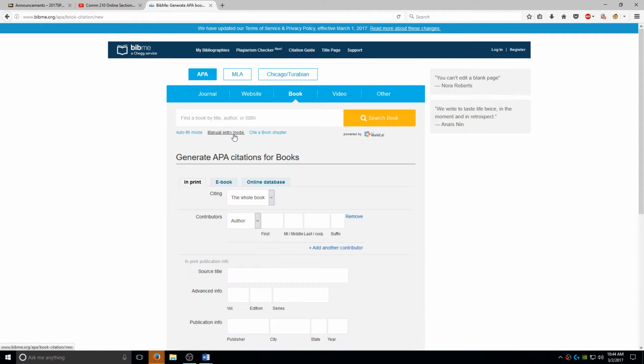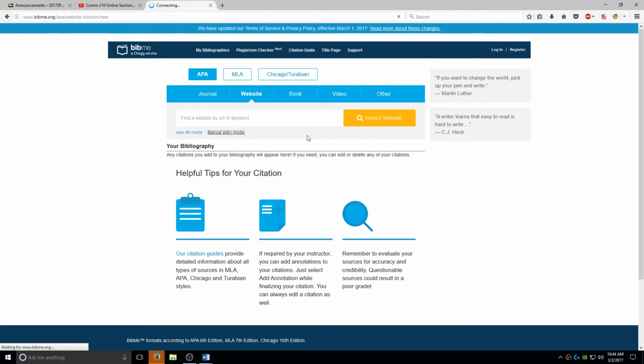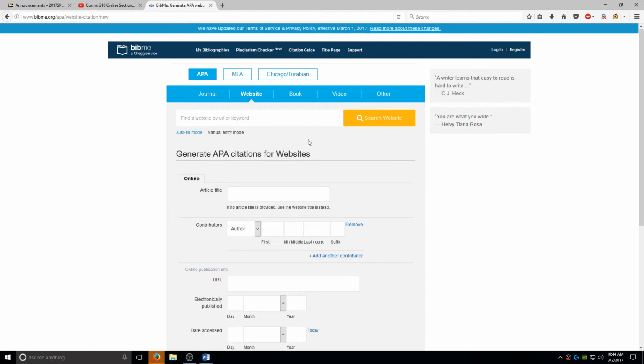Let's go ahead and make up a book too. It also works for websites, which is probably the most common one. So let's make up a website. So online, we have an article title. I'm going to make it up here: How to do bib me good. If no article title is provided, use the website title instead. Up here you can see that at least on Firefox there is a web page or web window title up here that you can use.